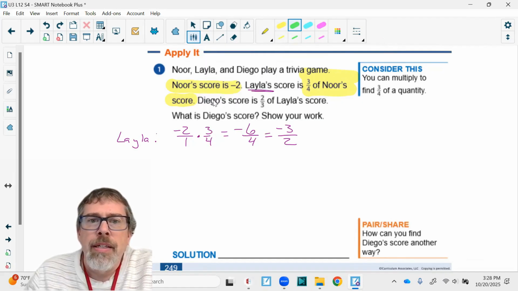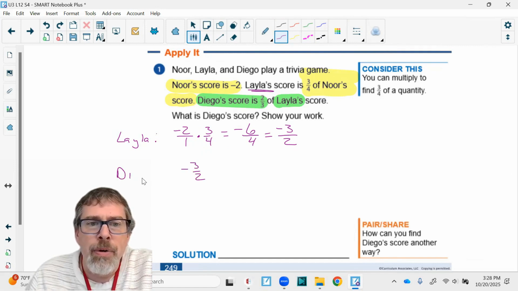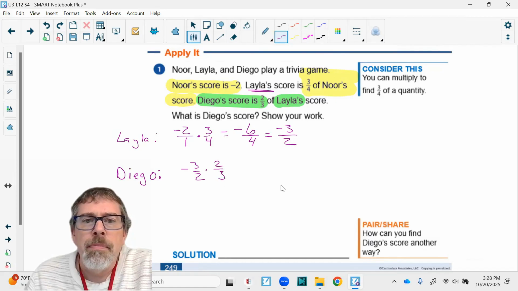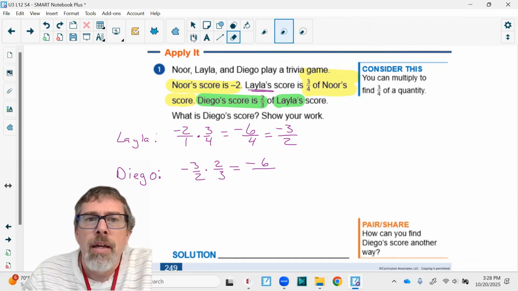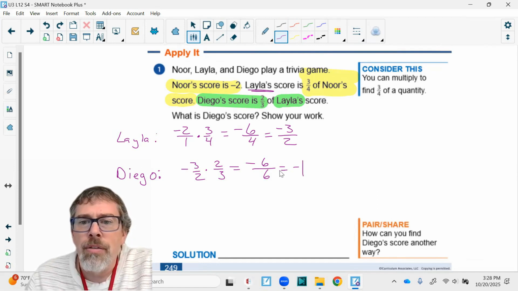But then it says Diego's score is 2/3 of Layla's score, and this is Layla's score here. So I'm going to take Layla's score, which was negative 3/2, and this is going to be Diego. Take Layla's score and take 2/3 of it. A negative times a positive is negative. 3 times 2 is 6. 2 times 3 is 6 again, and anything divided by itself is 1, so the answer is negative 1. So Diego's score is negative 1.